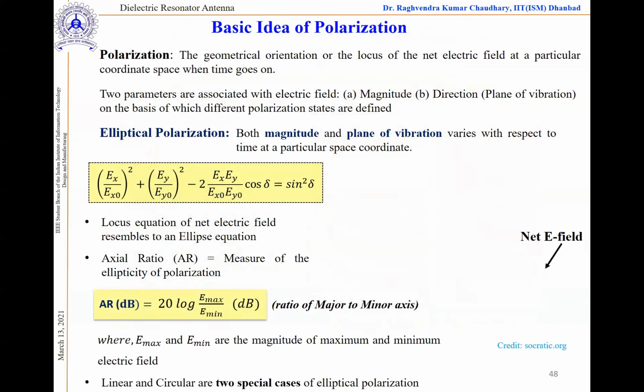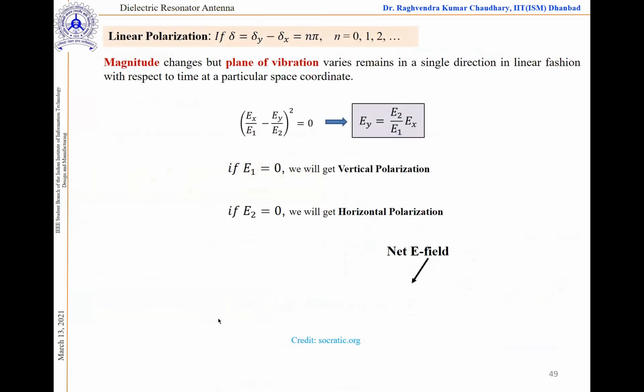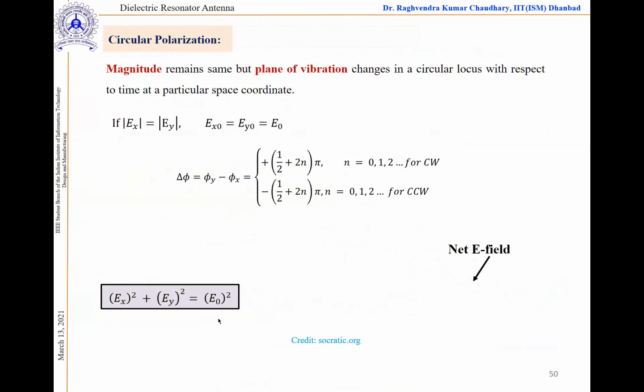Fine, and the basic idea, I believe you know, is electrical polarization, and this is the equation we have here. The axial ratio we define as E max over E min. Particularly, if you see the circular polarization, correct?